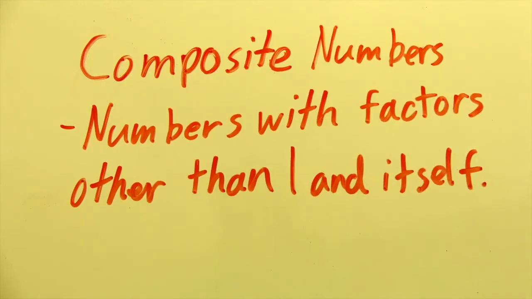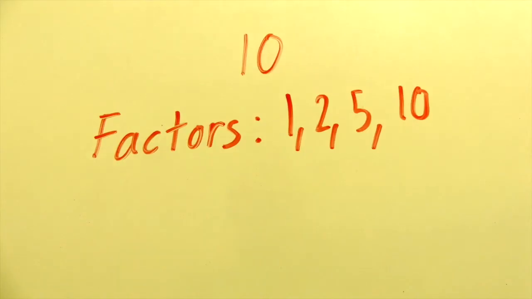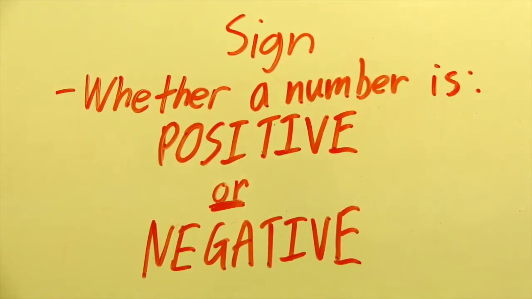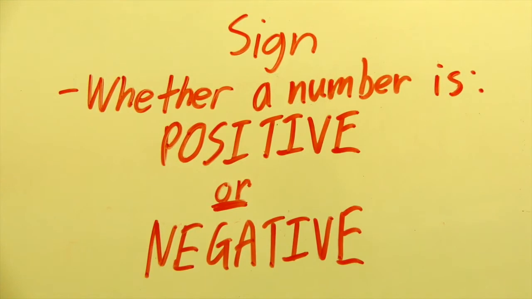Now let's talk about composite numbers. Composite numbers are numbers with factors other than 1 and itself. A composite number, for example, is 10. The factors of 10 are 1, 2, 5, and 10. So this is a composite number because it has factors 2 and 5, which are neither 1 nor itself, which is 10. The last quality I'm going to talk about is the sign of a number.